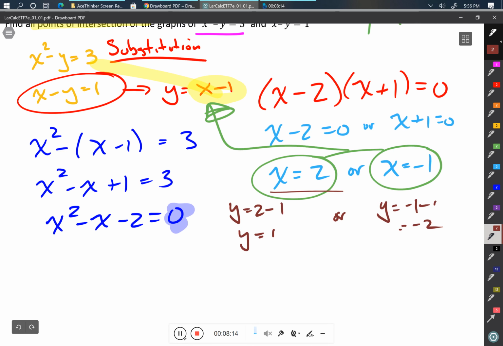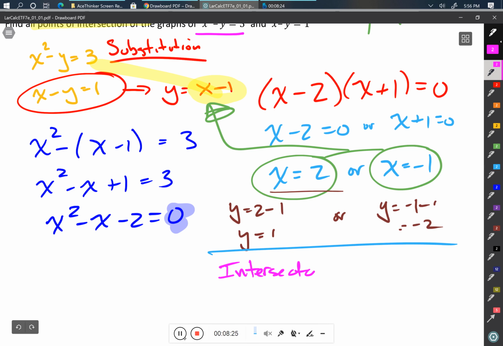So the final thing I'll do is wrap it up and make it look pretty and say that my solution is the intersection points are (2, 1) and (negative 1, negative 2).